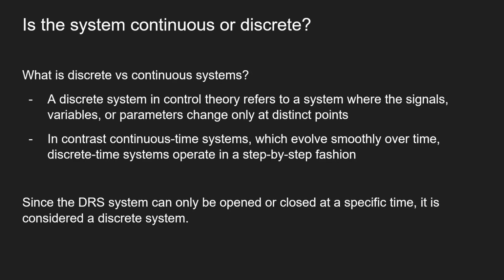A discrete system in control theory refers to a system where the signal's variables or parameters change only at distinct points. In contrast, a continuous time system evolves smoothly over time, whereas discrete time systems operate in step-by-step fashion. Since a DRS system can only be open or closed at a specific time, it is considered a discrete system.